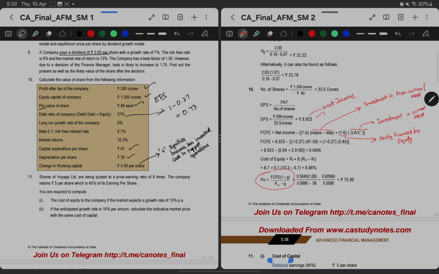So 1 minus 27%, and then capex will be capital expenditure minus depreciation charge. Depreciation is a non-cash item, so we will be adding back, or we can reduce it from the respective capital expenditure also. 47 minus 39, and then multiplied by this 1 minus debt ratio will give us the equity shareholders' contribution, the equity shareholders' portion.